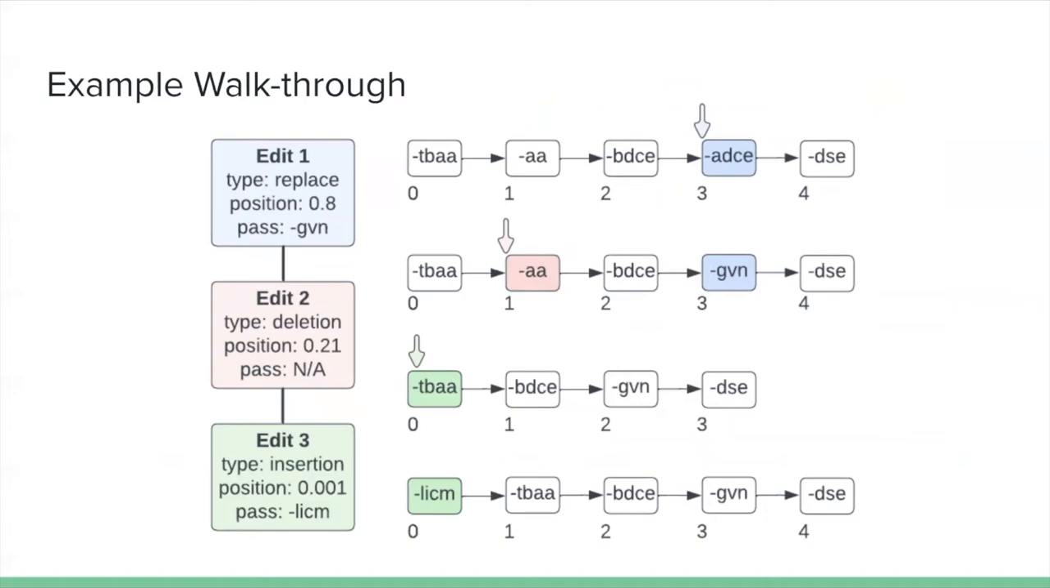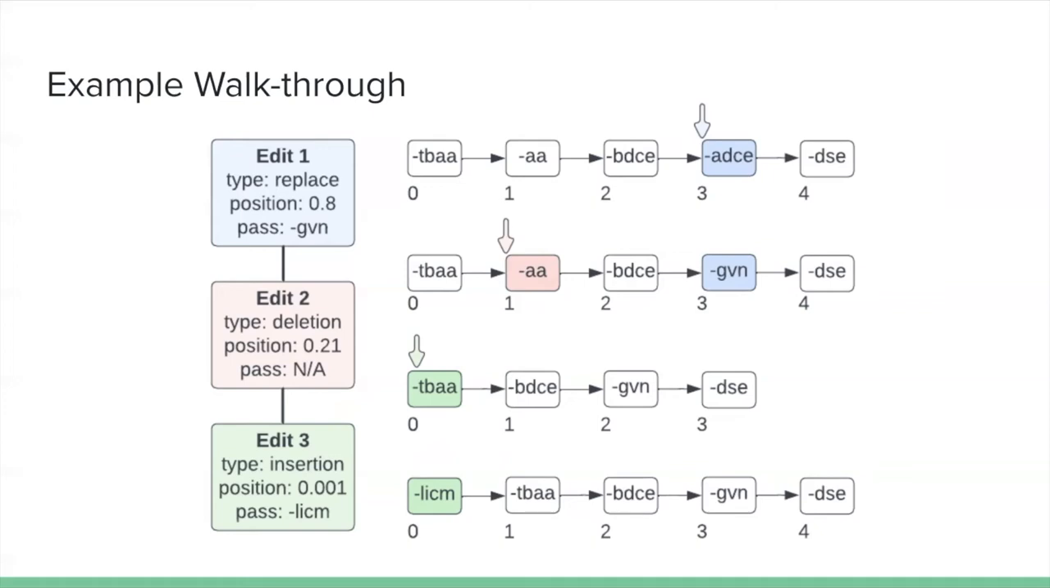In the sample chromosome of 3 edits, we start at the LLVM pass sequence of size 5 and apply the changes. First, we have a replacement edit at position 0.8. This means that we're going to find the pass at the 80th percentile of the sequence, which in our case is ADCE, highlighted in blue, and replace it with a new pass in the edit struct, which is GBN.